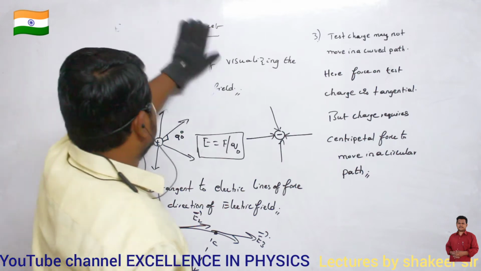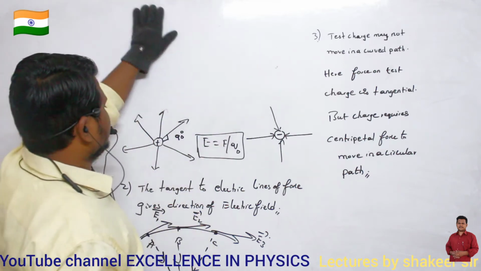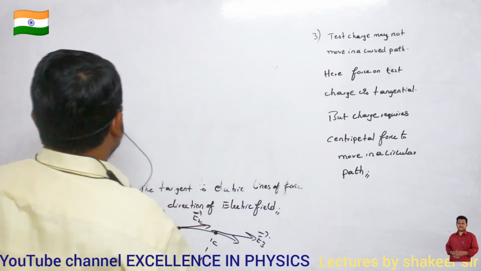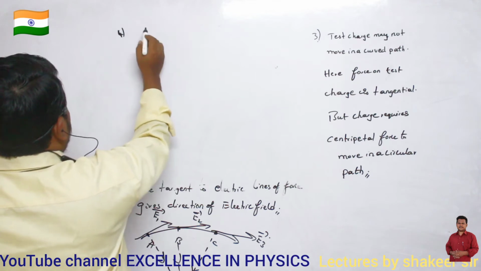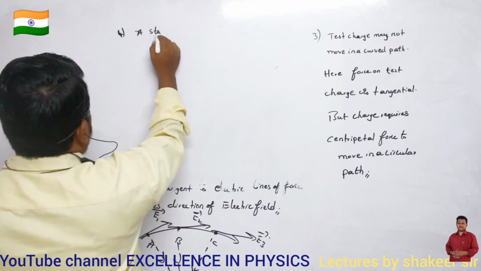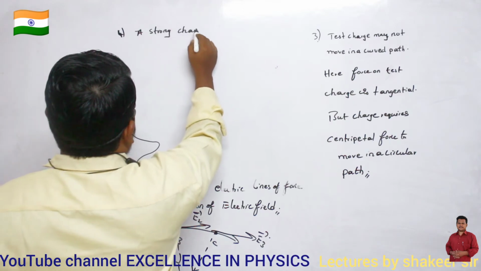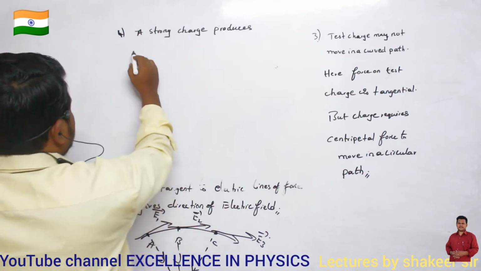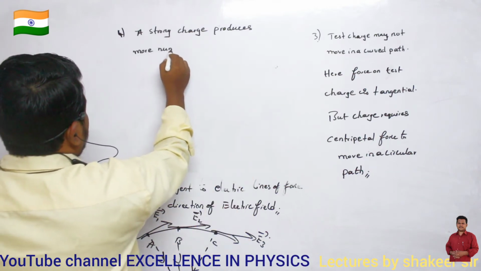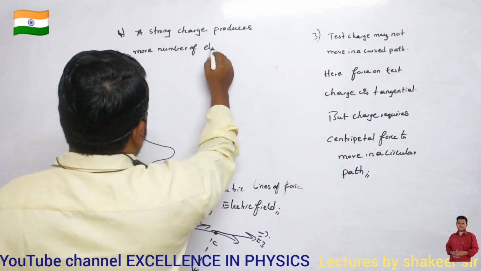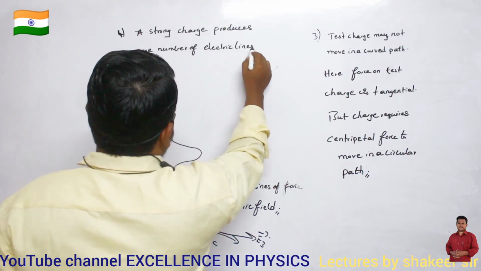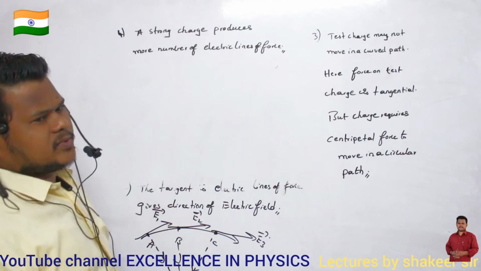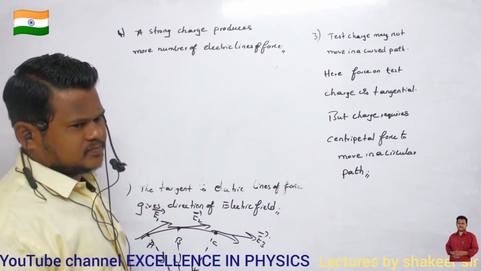Okay. So let us see some more properties of electric lines of force. Some other properties are these. A strong charge produces more number of electric lines of force. Clear? Strong charge produces more number of electric lines of force. This is also our assumption. Are you able to understand?